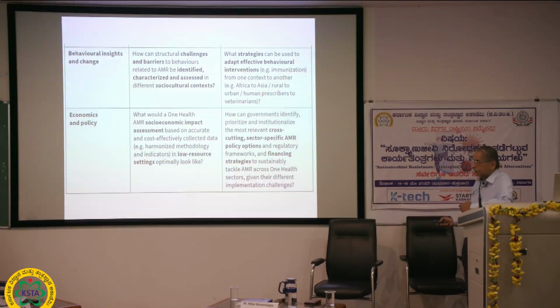And how can governments identify, prioritize and institutionalize the most relevant cross-cutting sector-specific AMR policy options? So when complex issues come before governments, they always try to avoid taking any action because there is no clear-cut way how to proceed. So we need to produce this kind of evidence for the government to develop a policy, so that the most relevant cross-cutting sector-specific AMR policy options can be developed, and regulatory frameworks.